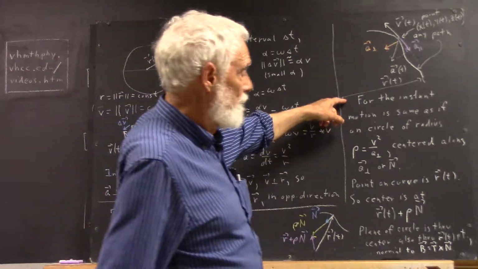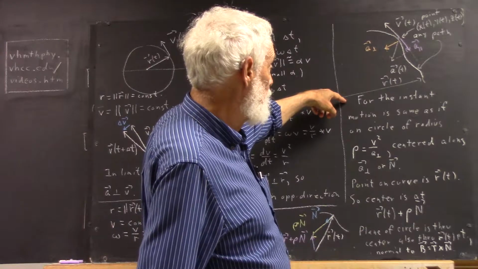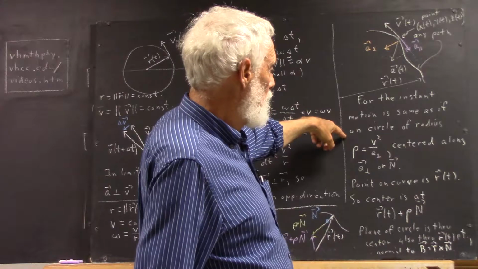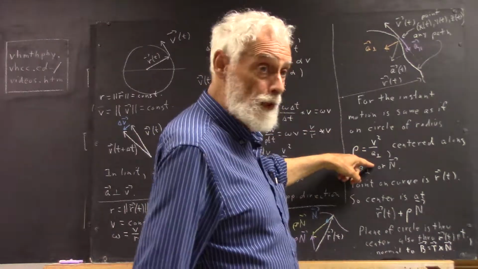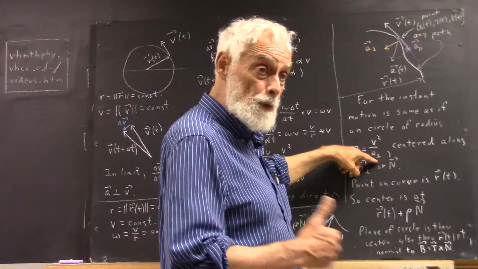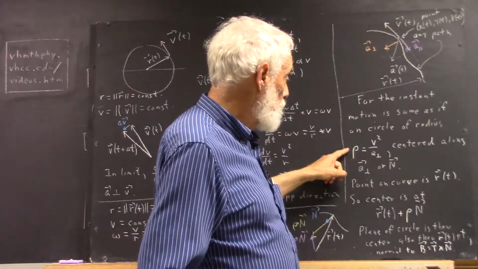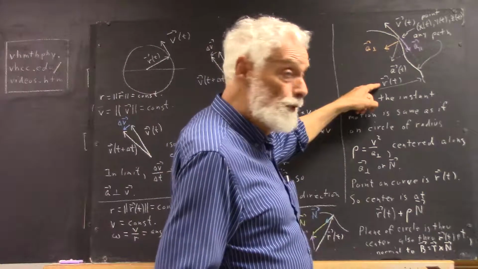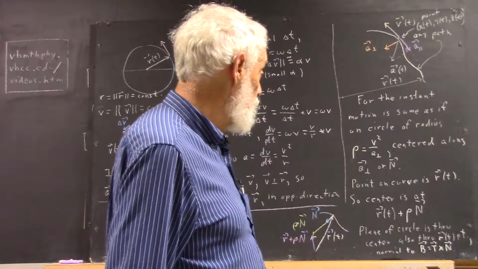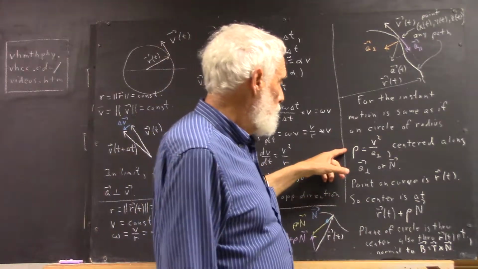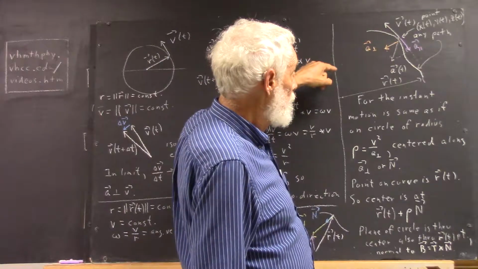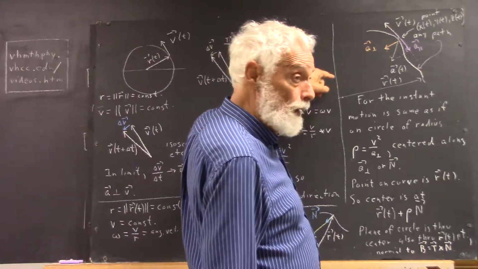Okay. So I'm going to make a sweeping statement. For the instant, the motion is the same as if it's on a circle of radius v squared over a perpendicular. Okay, your speed squared over your centripetal acceleration. And we call that rho. We don't want to call it r because we're using r. When I originally wrote it down, I wrote r. You just have to munch it out and fix that. Not only that, but it's centered along this line from here, parallel to the a perpendicular vector.